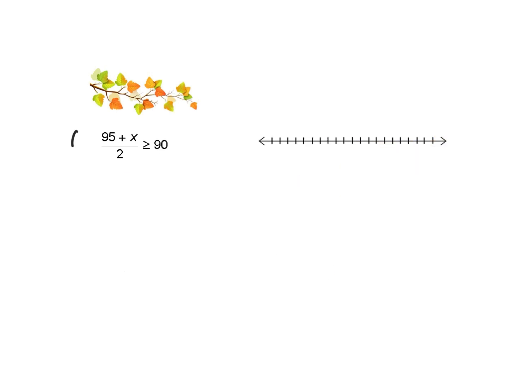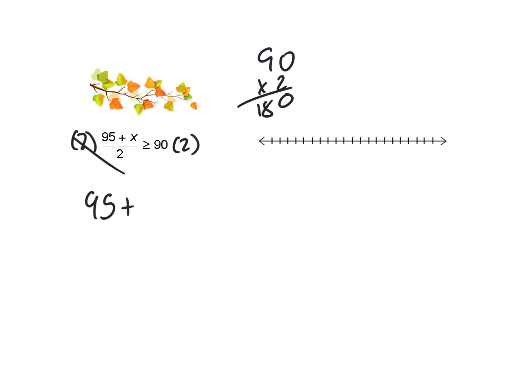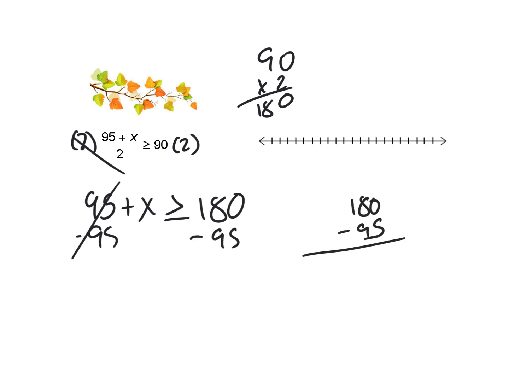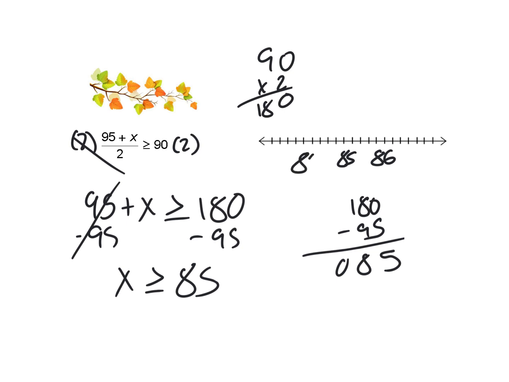And first, I'm going to multiply both sides times 2. So 90 times 2 is 180. So 95 plus x is greater than or equal to 180. I will then subtract 95 from both sides. So 180 minus 95 is going to be 85. X is greater than or equal to 85. So I'm going to put in here 85, 86, and 84. It's going to be a closed circle towards the right.